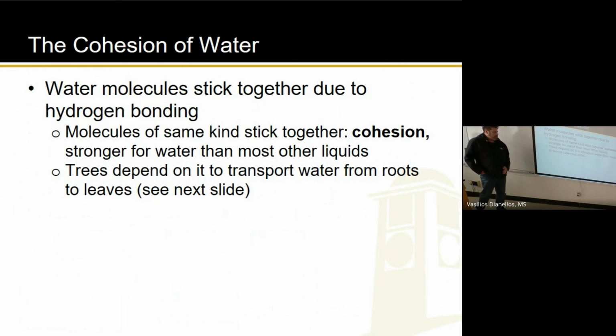Well, the big example that the textbook gives is trees. Think about a tree that's hundreds of feet tall. You ever wonder how the water got up there? It's coming from the roots. Even when it rains, it's not like the leaves are catching the water and using it. They don't get it that way. They get it from the roots. So even a tree that's hundreds of feet tall is getting its water from the roots. So how does it get up there? And that's what we're about to talk about.